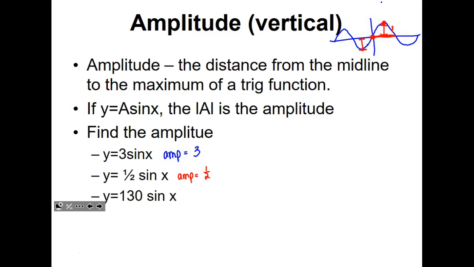Alright, Matt, for the last one, y equals 130 sine x, what's my amplitude? 130. Alright, just the number there in front of the x. Okay? So I think amplitude is one of the easiest things to find. I think midline is second easiest. Okay? Questions so far?